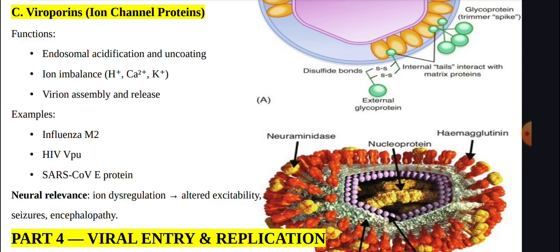The neuron can't fire properly. Correct. You dysregulate the membrane potential. This can lead to neurons firing uncontrollably, which can manifest as seizures, or not firing at all, which can lead to coma. The source material highlights that this mechanism, ion dysregulation from viroporins, is a major cause of viral encephalopathy.